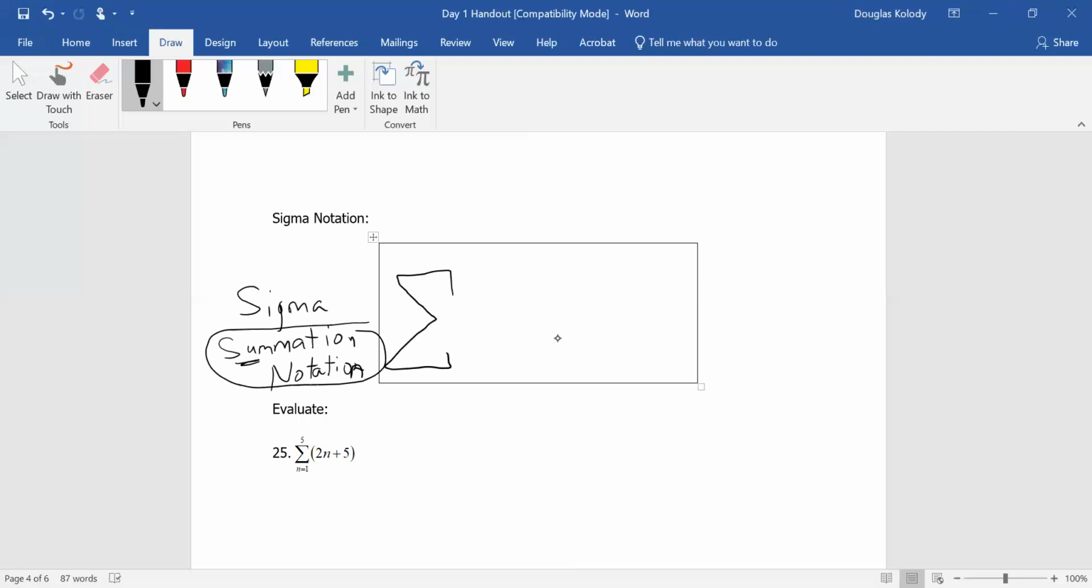When you see this capital Greek letter sigma, it basically means to add stuff up, sum. All right, so the summation notation formula might look like this: n equals 1 up to 4 of, let's just say, n. This bottom number is called the lower limit of summation, and that's the number you begin with. And stands to reason that the top number is called the upper limit of summation.